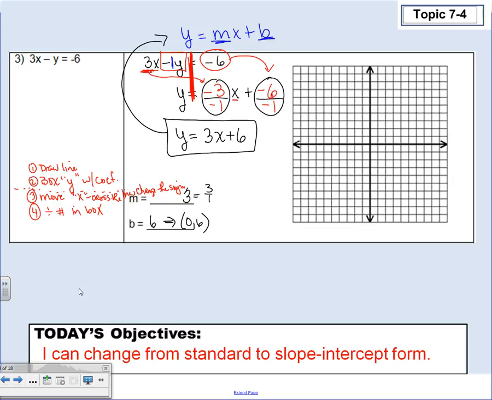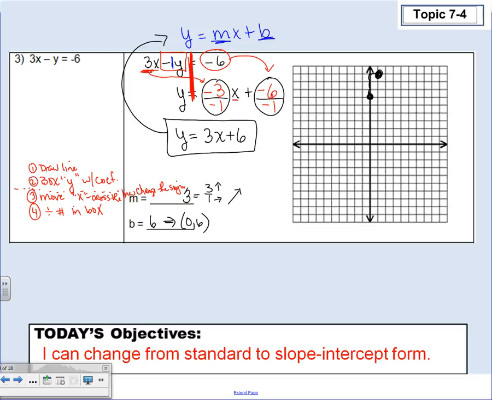We begin the graph at 0, 6. Slope is positive. That means it is going to be increasing, which means the top number tells us to go up because it's positive. Bottom number tells us to go to the right. So we're going to go up 3, 1, 2, 3, to the right 1. I can get 2 points on there.